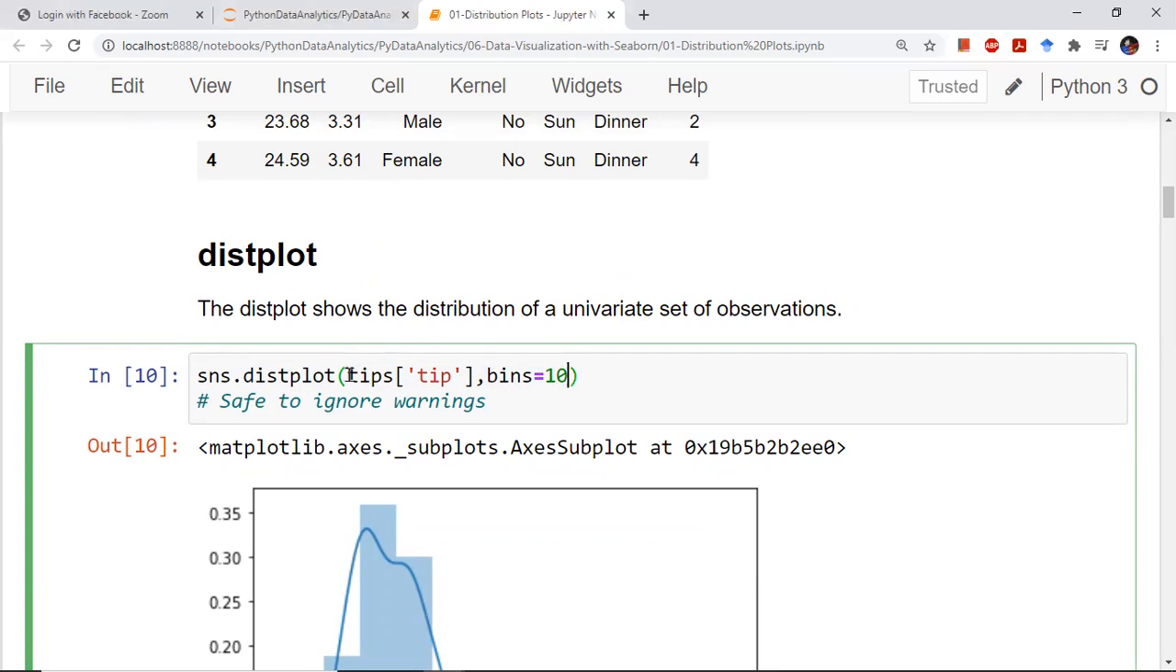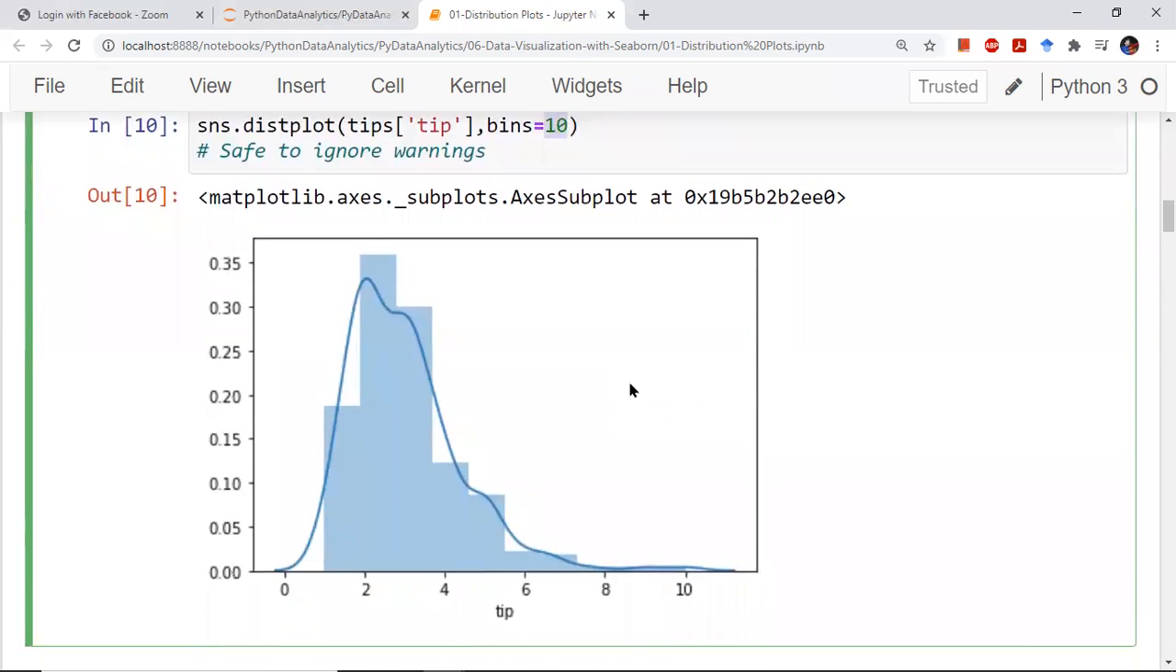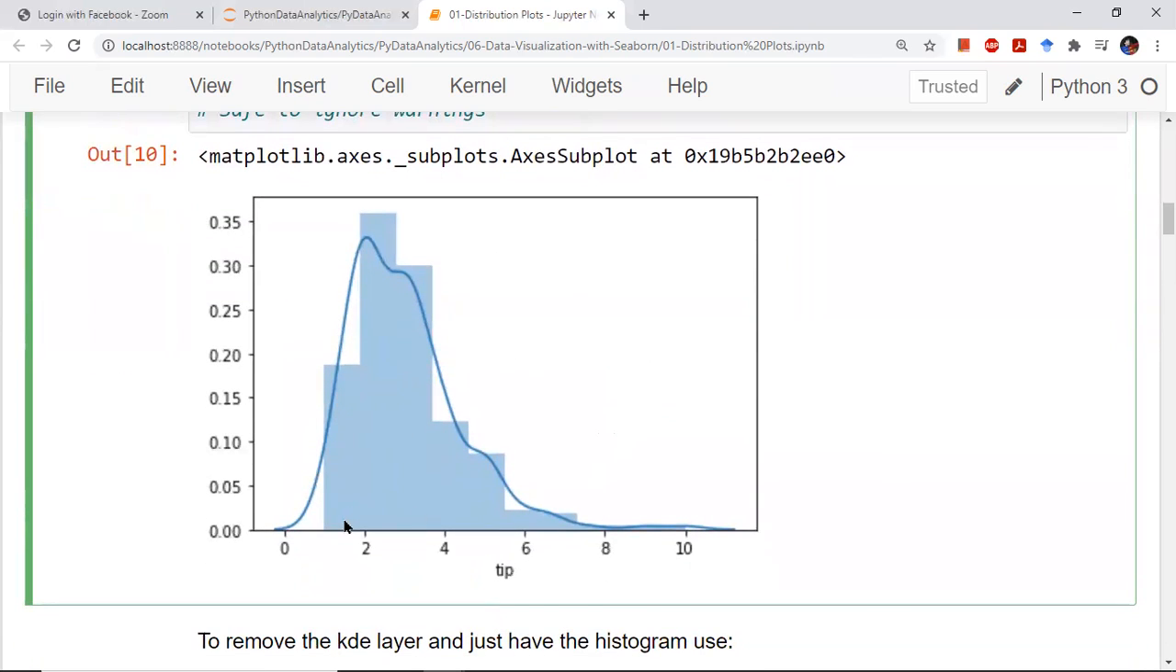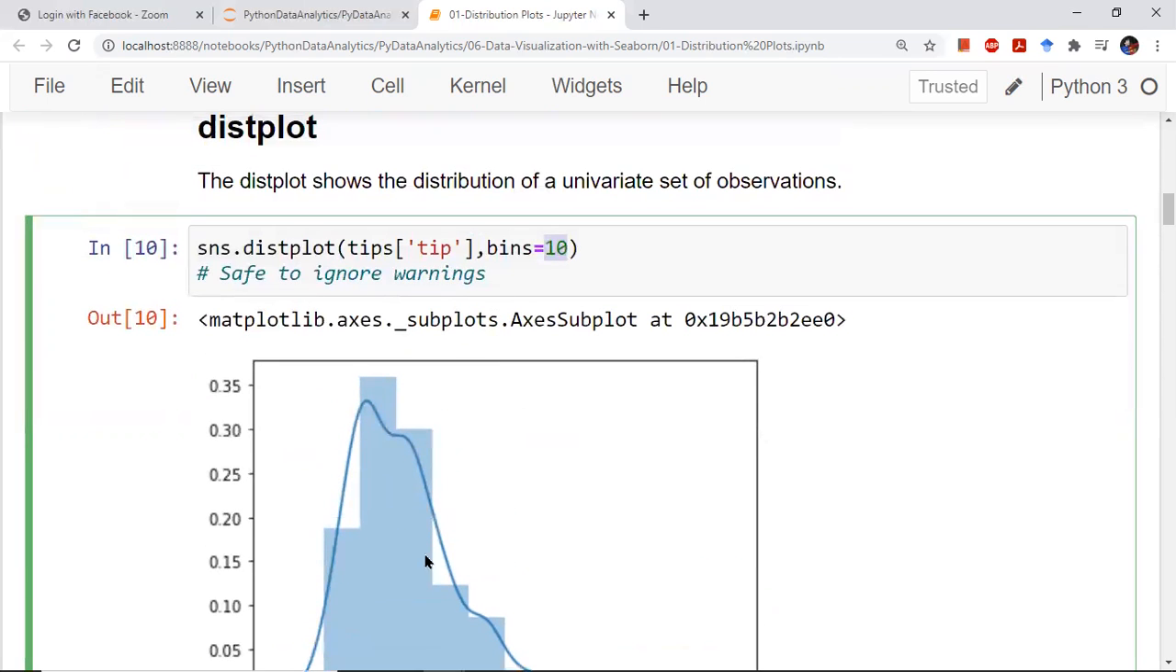These arguments are: from the tips dataset, plot the tip column. From the data frame, this gives me this particular column, and the bin size is 10. Bin size means the thickness of each of these bars. So you will get a plot like this.